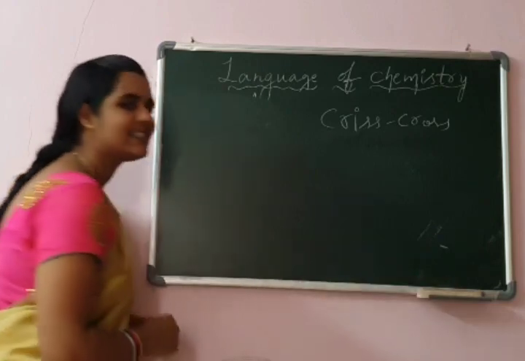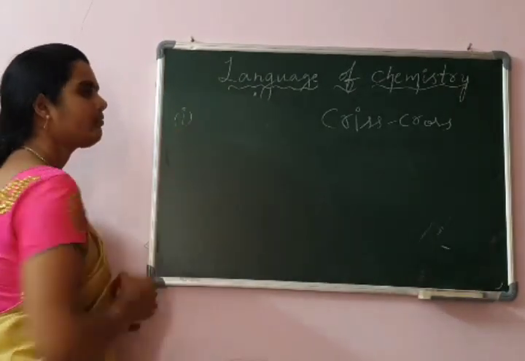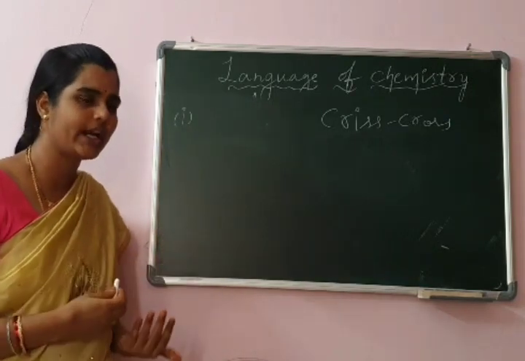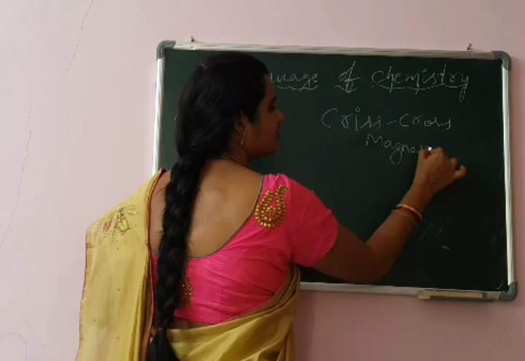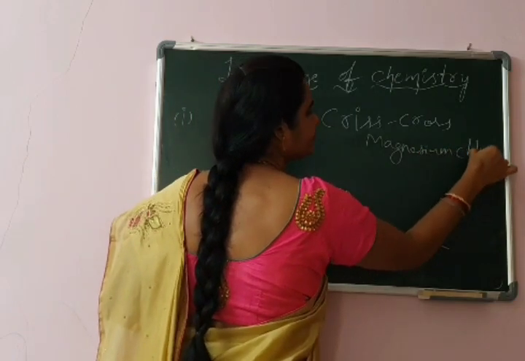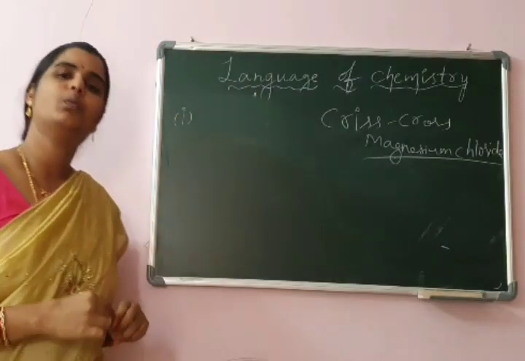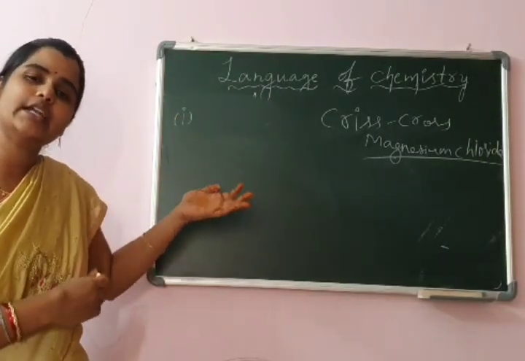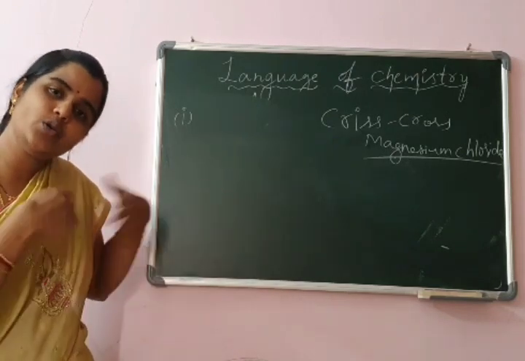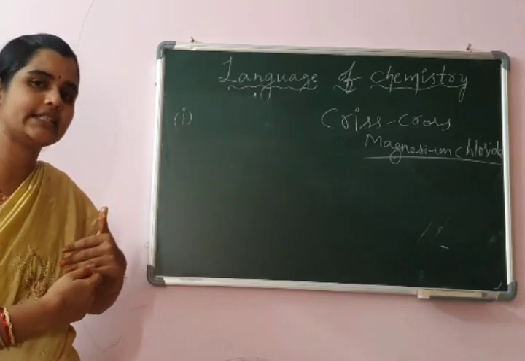The first step is, for example, if you take magnesium chloride. This is a molecule. Magnesium chloride is a molecule. So what is its symbolic representation? How do you represent it? By using the chemical formula. That we will discuss now.